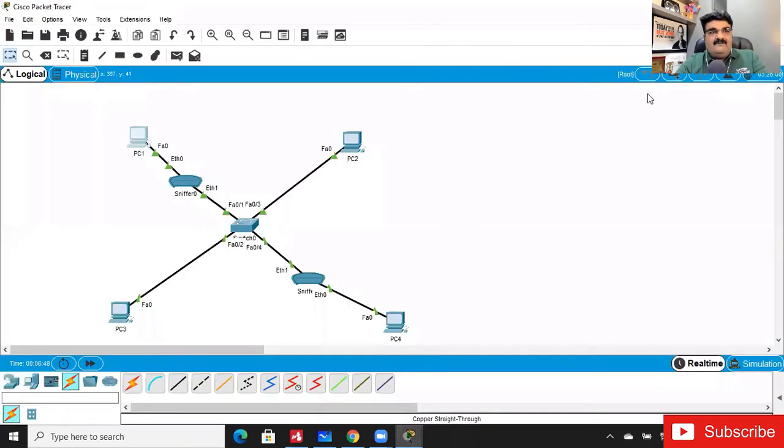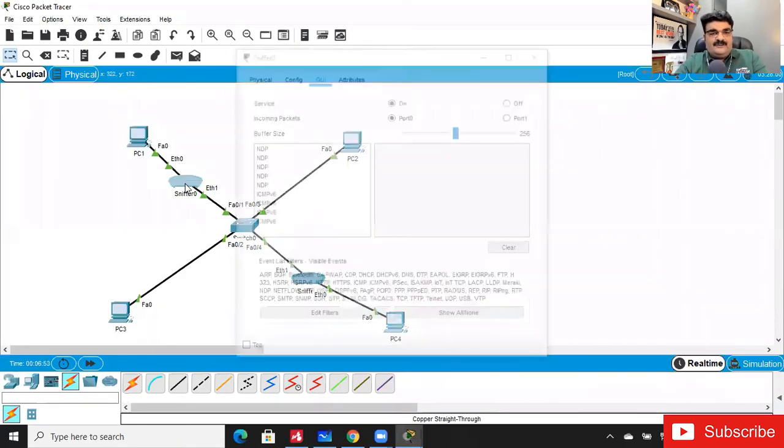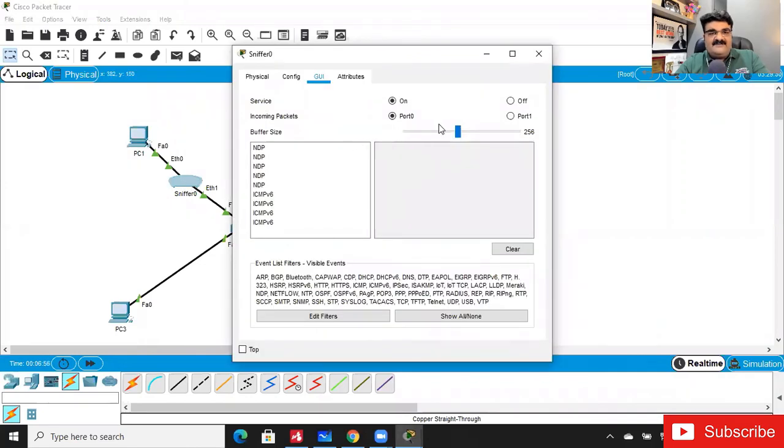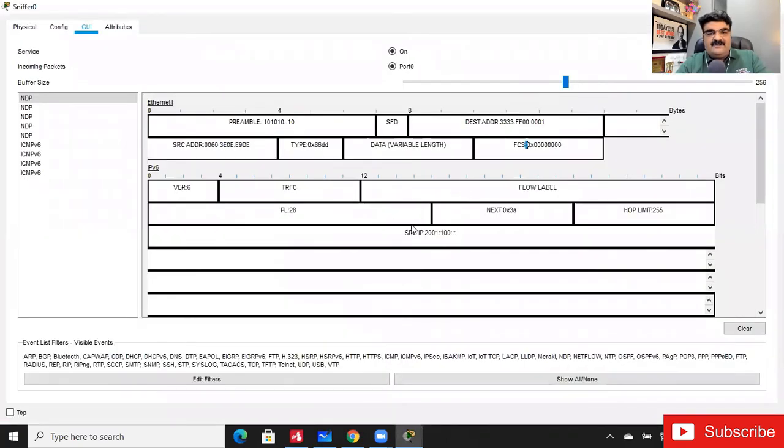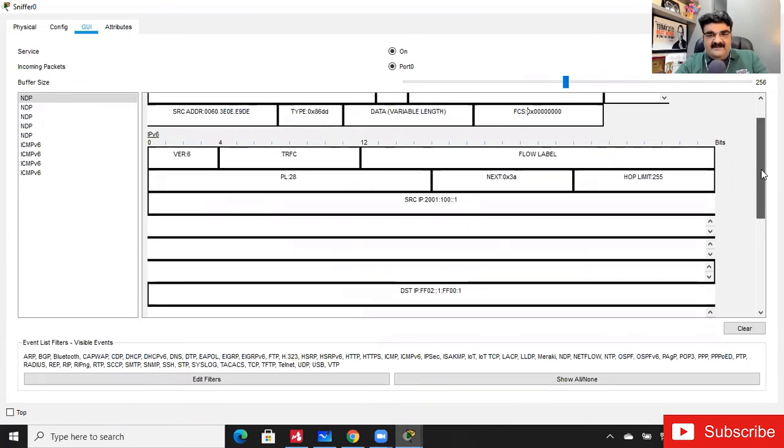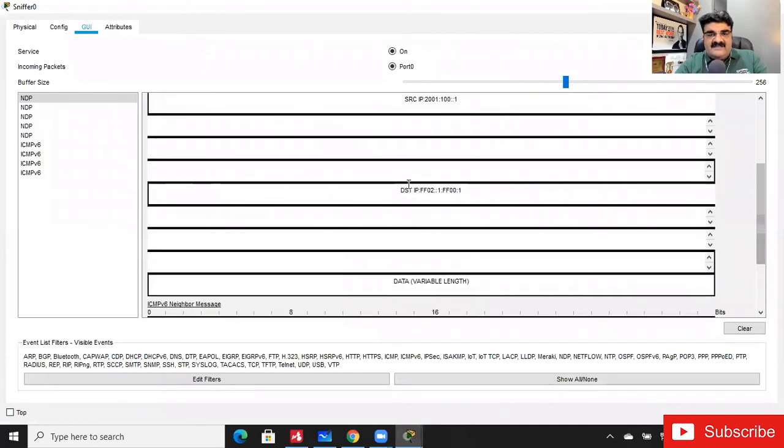Okay, and now if I want to capture the packet with the sniffer, there is NDP. Yeah, this is NDP. It is the Neighbor Discovery Protocol. And if you check over here, why is it 100 there? It is 100.1. And see over here, this is the destination IP, FF02 colon 1 FF0.